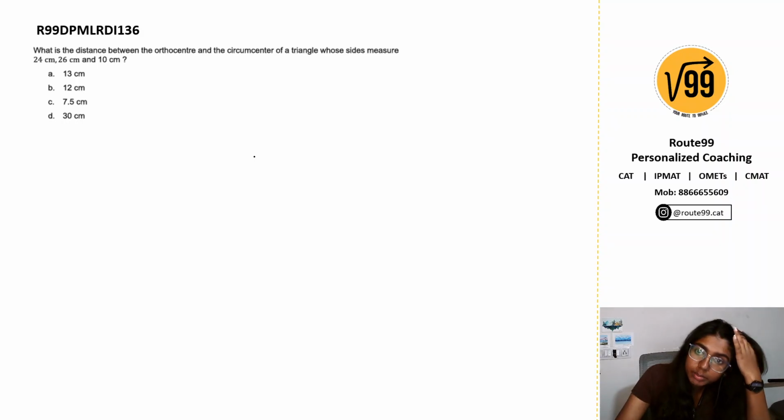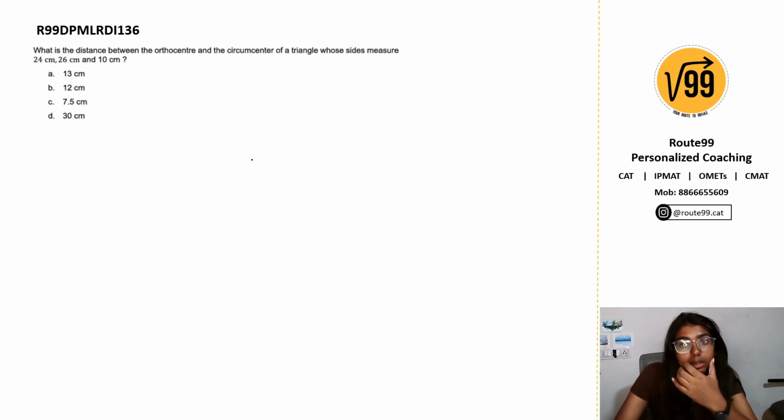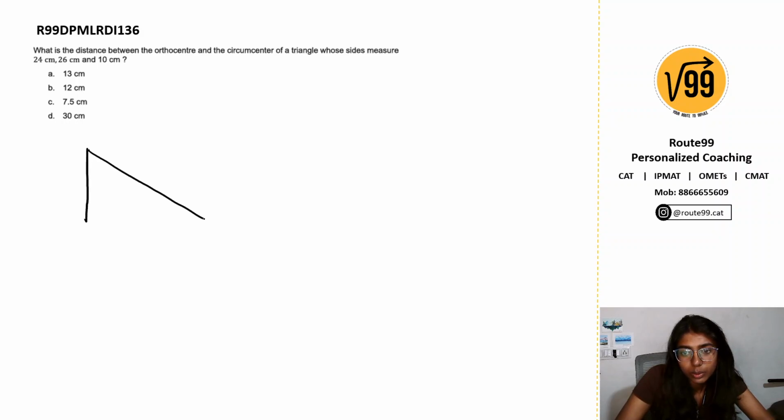What is the distance between the orthocenter and circumcenter of a triangle whose sides measure 24, 26, and 10 centimeters? Now, if you are aware, 26, 24, and 10 is a Pythagorean triplet, which means this is a right angled triangle. Hypotenuse is 26 centimeters. You can take any side as base and height, doesn't matter. If you take this as 10, this becomes 24.